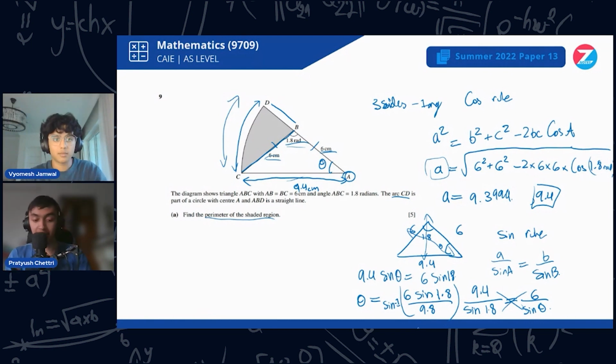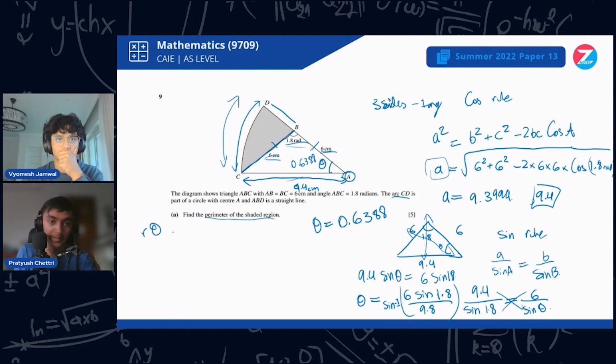And when I type this in radians mode into my calculator, I will get an angle. Let's see what it is. The big surprise. Theta comes out to be 0.6388. So 0.6388 is my angle there. Hence, I can find the arc length as r theta. r is 9.4 times 0.6388.